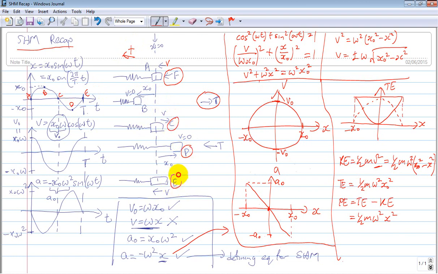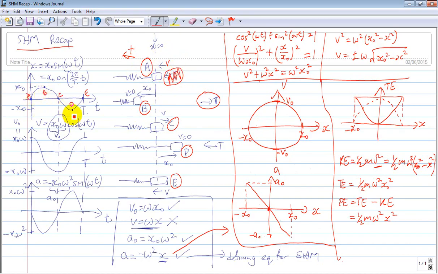Having understood that, we can ignore this F now. This F is instantaneous, so once it gives the mass velocity, this force disappears. This force is not involved in simple harmonic motion at all. I'm just telling you how to start simple harmonic motion.